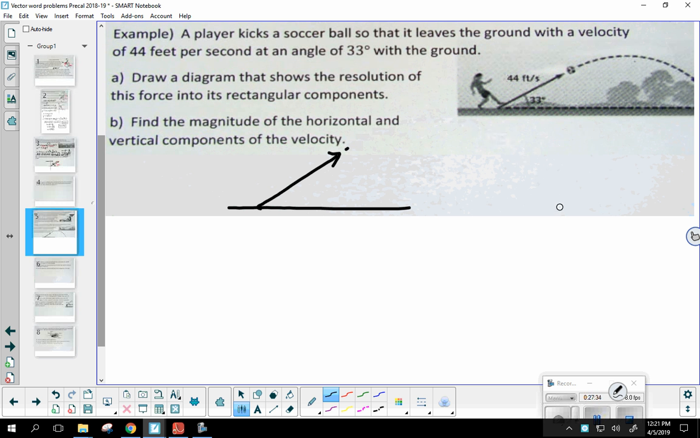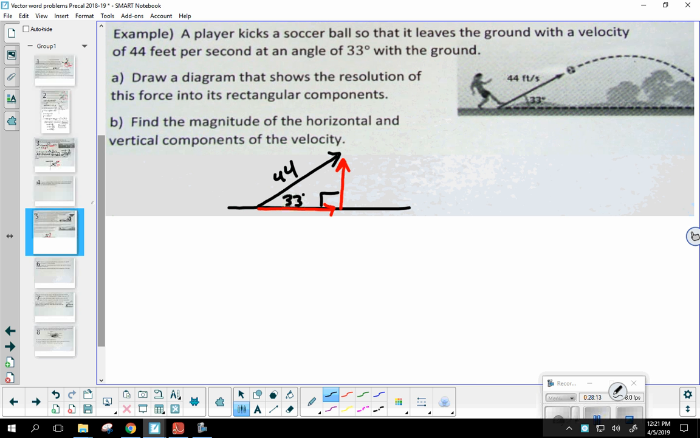Let me get rid of that. Okay, so what incline does it have with the ground? 33 degrees. Okay, so all I'm wanting to do is take this vector and rewrite it in terms of component vectors. These vectors that form a right triangle. Now, how hard was the ball kicked? How fast is it traveling? 44 feet per second. So I'm going to go ahead and say 44. This speed represents the magnitude of the soccer ball. Okay, the speed and the direction that it's going. Is everybody okay with that?